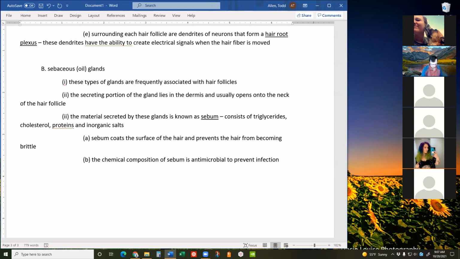Okay, I'm just watching the clock here to see how far I can get with this. Okay, let's take the other category of glands, our sweat glands. Okay, sweat glands are more properly called sudoriferous glands. I know that's a bit of a mouthful.